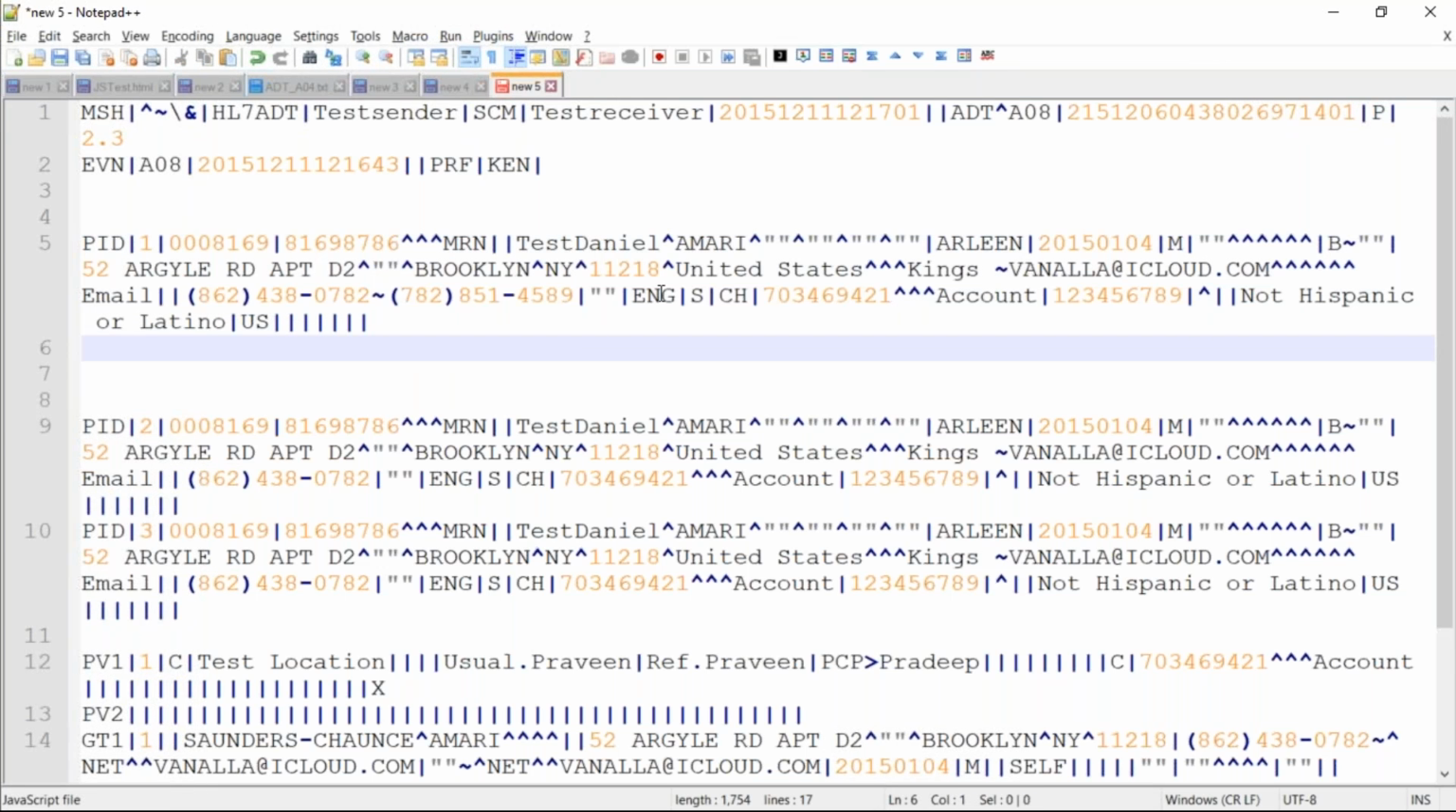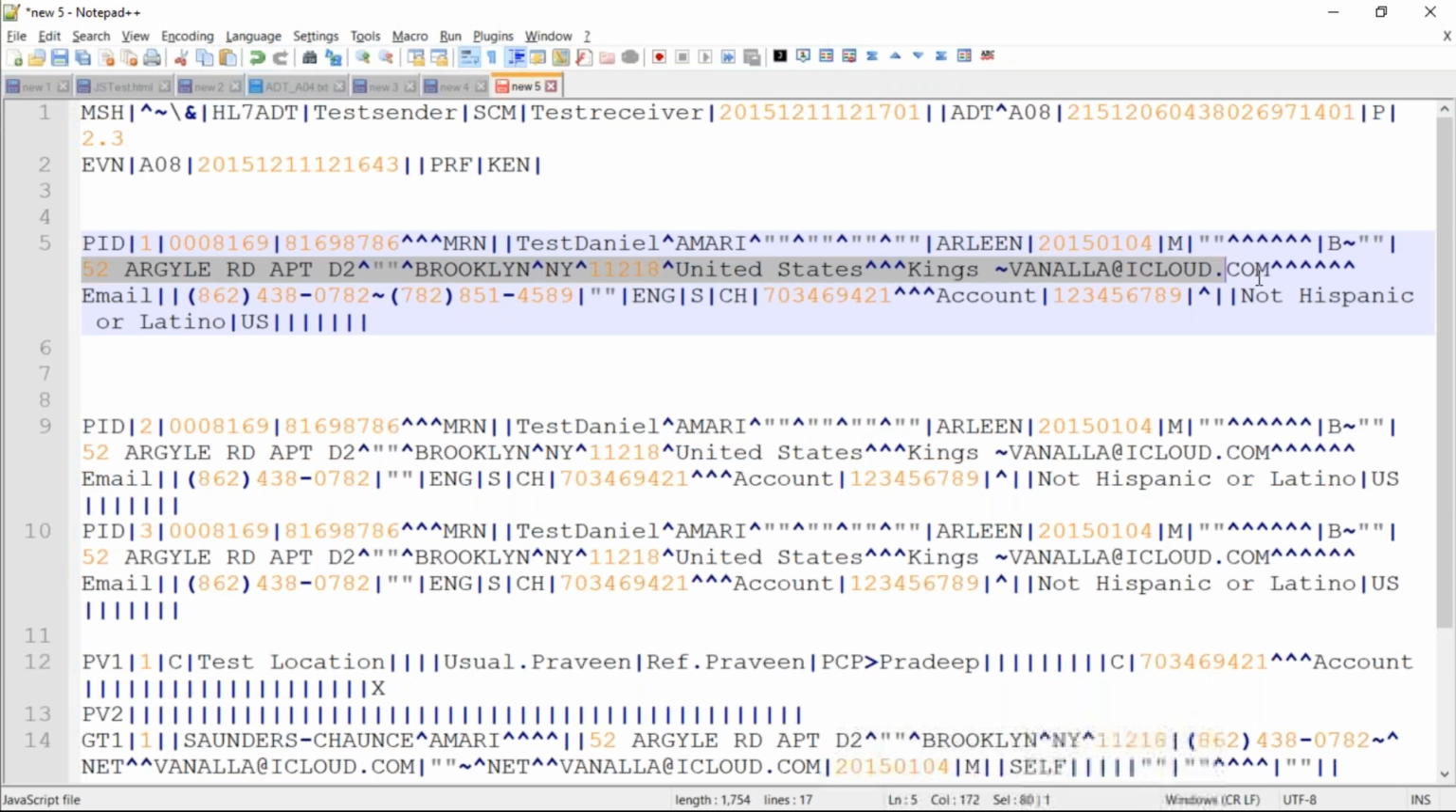And another field you are seeing here is the patient address, PID 11. There are two types of addresses which we usually use, right? One is the mailing address, the other is the email address. One is for physical mail and the other for electronic mail. This is the only location where you can send the patient address. We don't have any other placeholder within HL7 where we can send the patient address as well as the email address. So we again have a repetition character here.